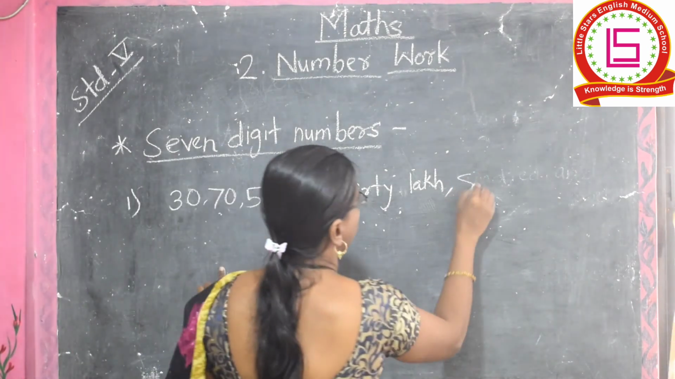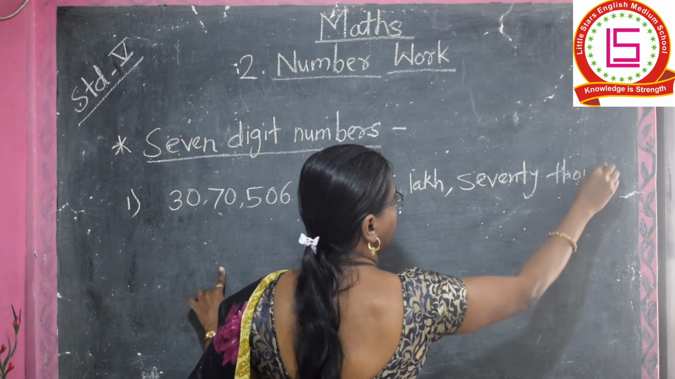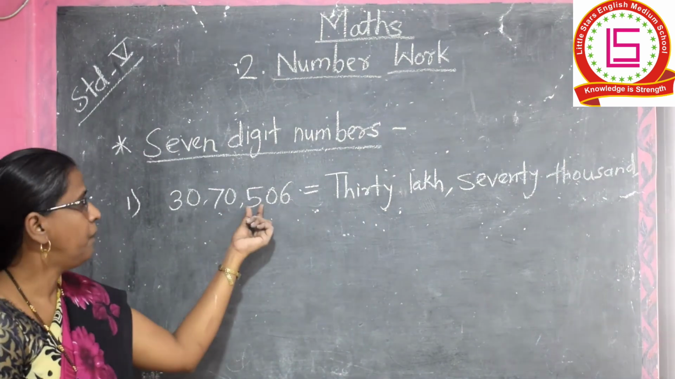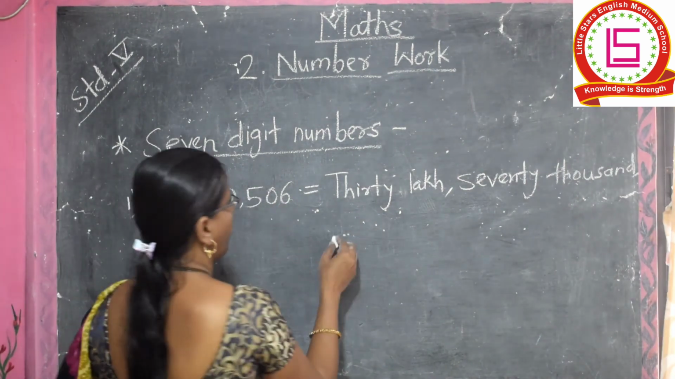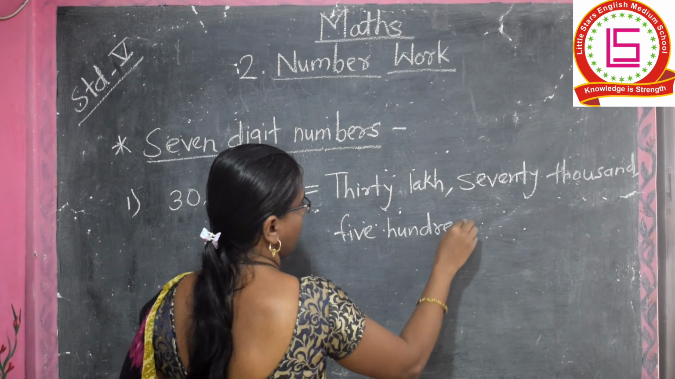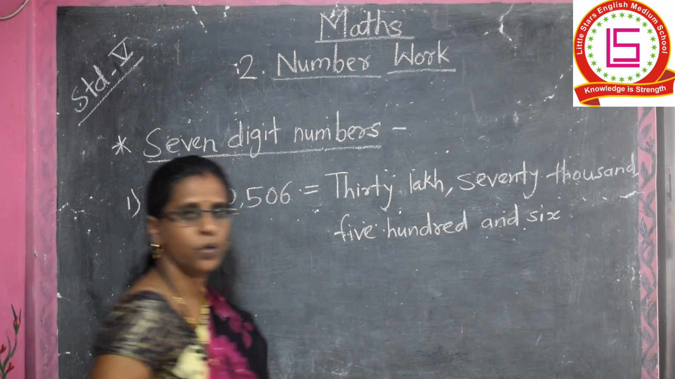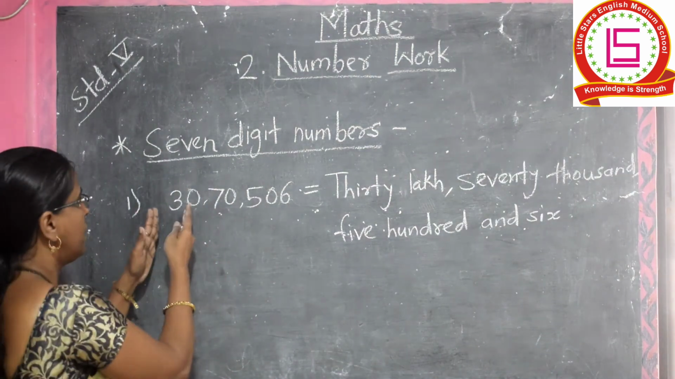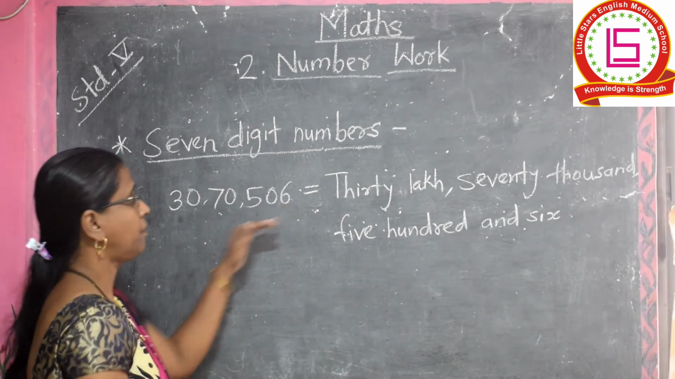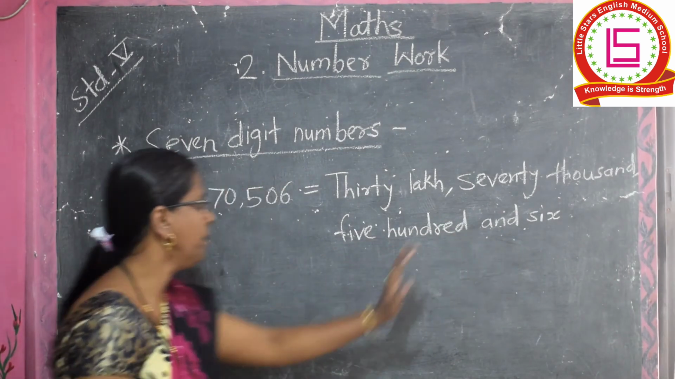70,000 and 506. Write step by step. First this, then these 2 digits, and after this, these 3 digits. 30,70,506.